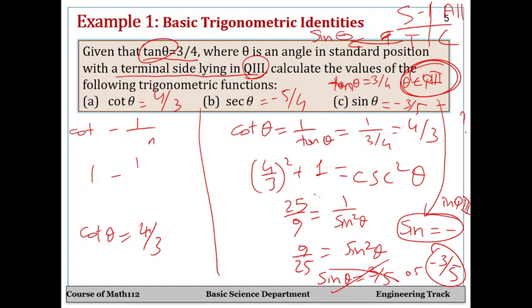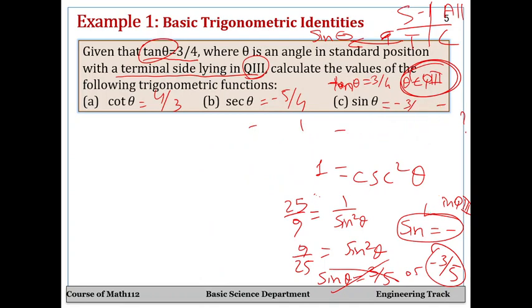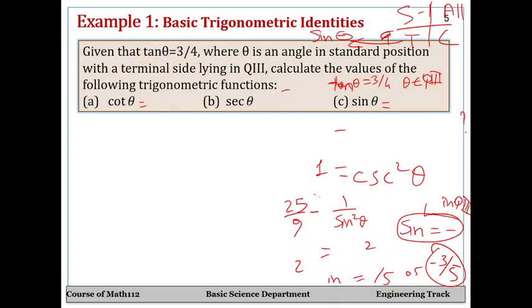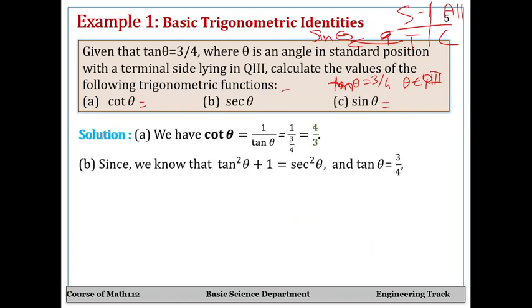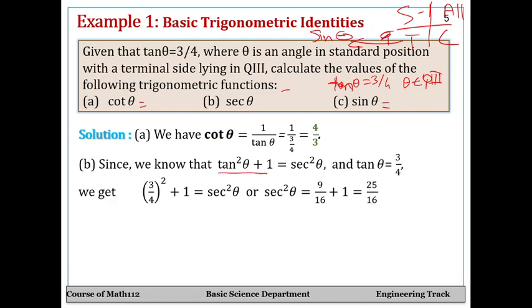Okay, now after this, I want you to see also the slides, how it goes. Now, these are given to us. The tangent is 3 over 4, and the theta is in quadrant 3. So the first one goes with, as I said, cotangent is 1 over tangent theta. And the other one goes with this, and we use this one here, tangent squared plus 1.